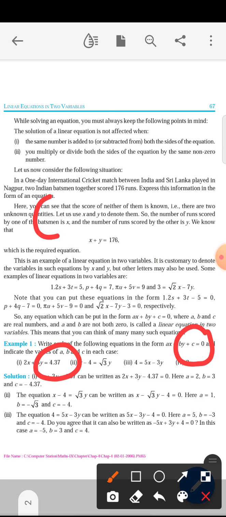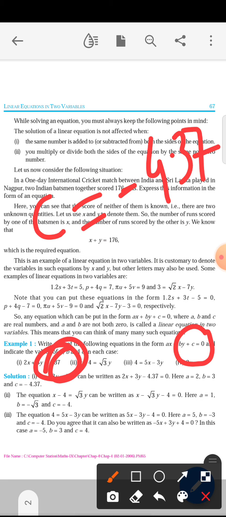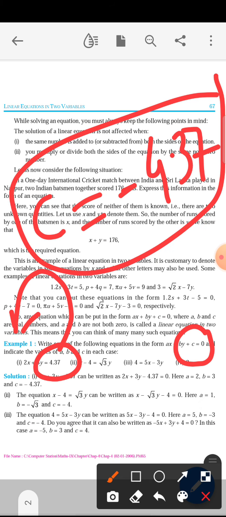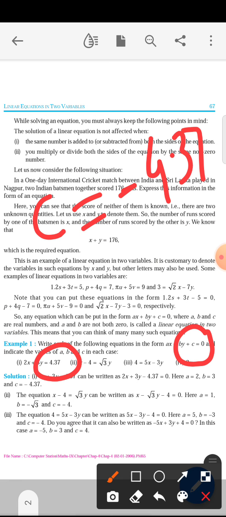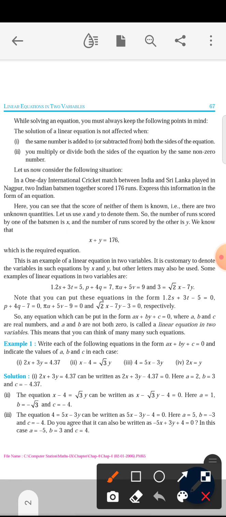So the value of C will be minus 4.37, because C is on the left hand side and 4.37 is on the right hand side. Then we have to transpose it from the left hand side to the right hand side, and it will change its sign, so there will be C equal to 4.37. Okay, similarly you can do the further questions.